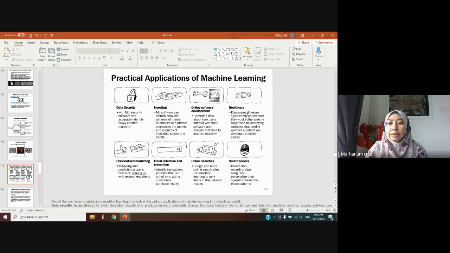Okay, so it is the technology that the doctor, the hospital use. Okay, scanner, X-ray, or the blood test. But how they test the blood, they put it into the machine which will analyze our blood, and then they can find any illness. Okay. And then personalized marketing: analyzing and predicting a user's behavior, coming up with recommendations. Maybe in Google and Facebook ads, there are functions that enable us to analyze our user, our reader, our buyer. So fraud detection and prevention: identify transaction patterns that are out of sync with a customer's purchase history.